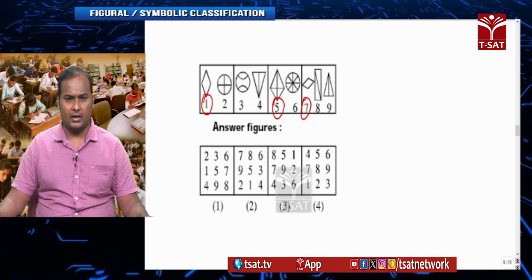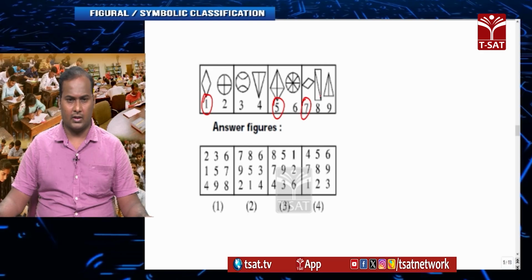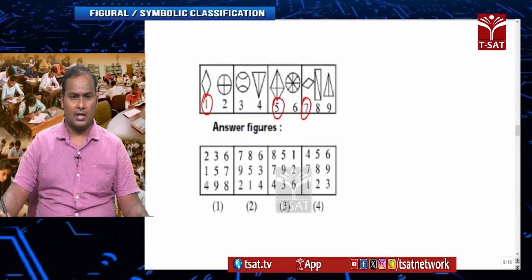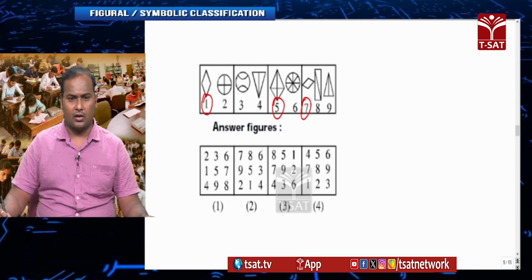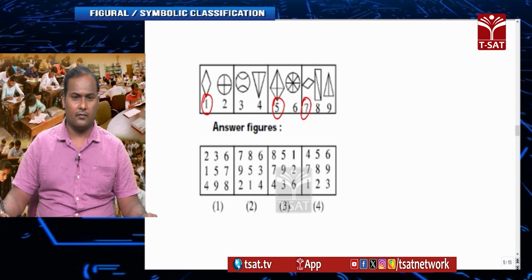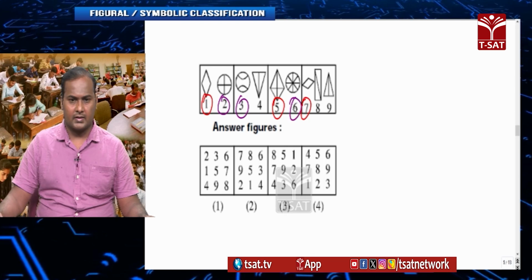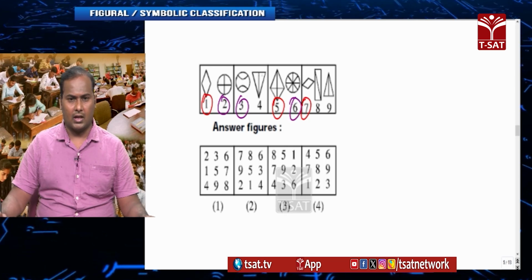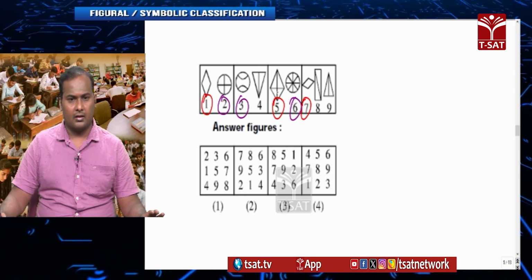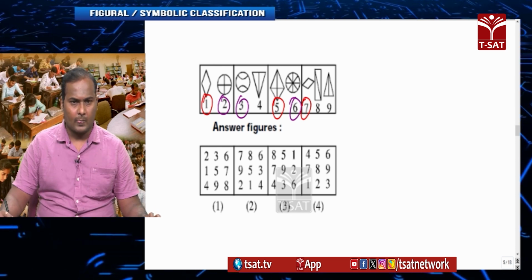But the thing is, in the 8th one, you can see a line is passing through the center crossing. Now you see the remaining circles. In figure 2, there are circles. So what are the circle figures? 2, 3 and 6. So 2, 3 and 6 are circle figures. So the common character is circle.